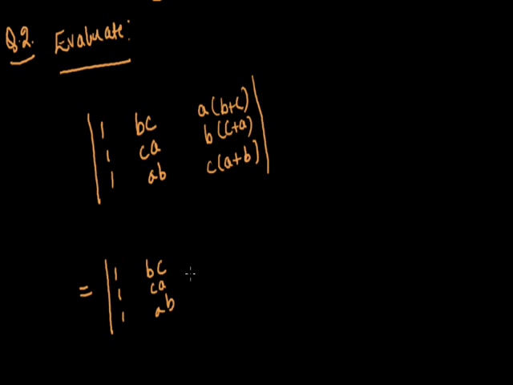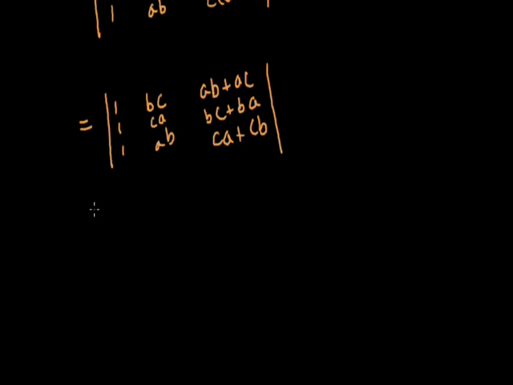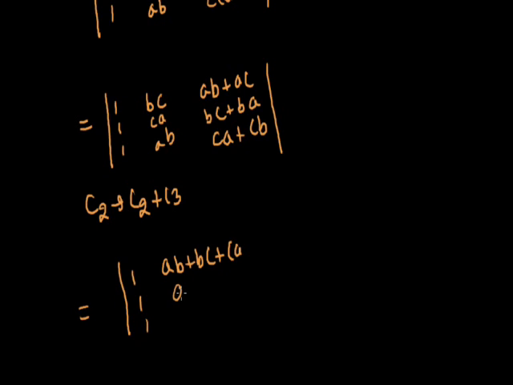Now this will be 1 1 1, BC CA AB, AB plus AC, BC plus BA, and CA plus CB. Now applying C2 plus C3, this will be equal to 1 1 1, with AB plus BC plus CA, AB plus BC plus CA, AB plus BC plus CA.